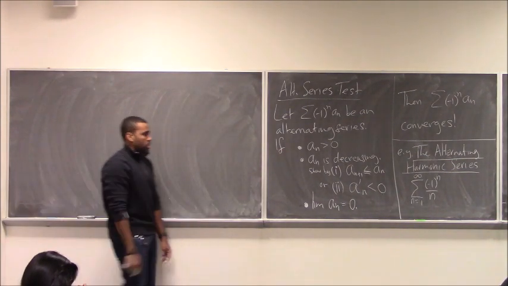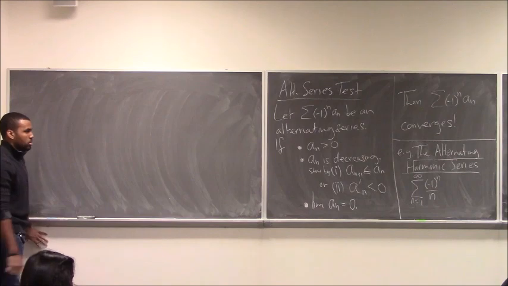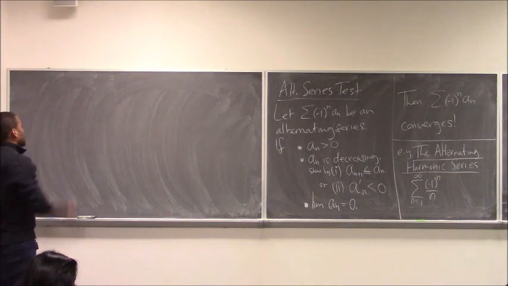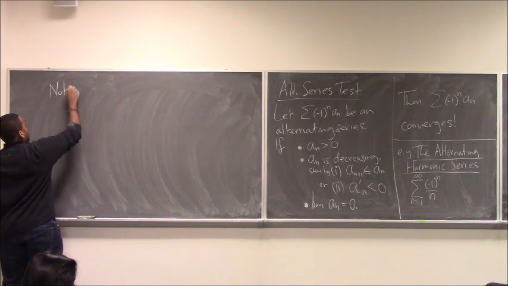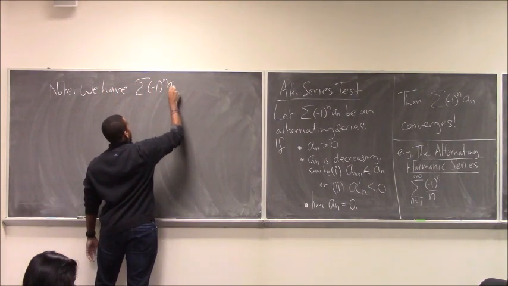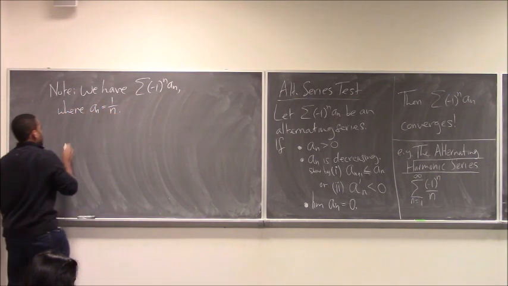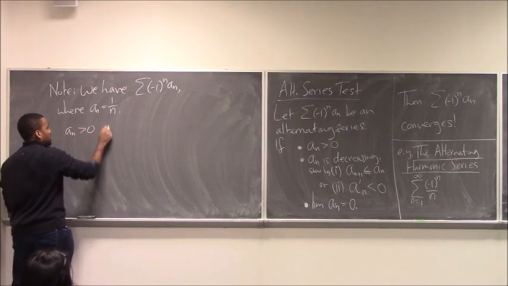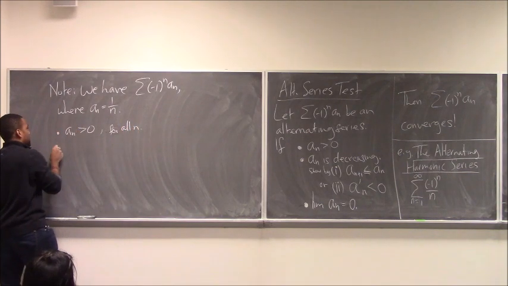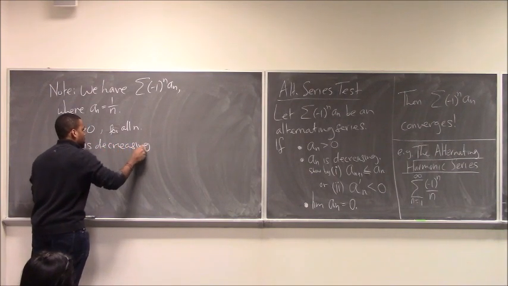To show you that the sum of 1 over n squared converges to pi squared over 6, we'll probably need stuff outside of Calc 2. But this is something you can actually prove with the stuff I'll be telling you in Calc 2. So, you will say, note, we have minus 1 to the n, a_n, where a_n equals 1 over n. And you would say a_n is larger than 0 for all n.